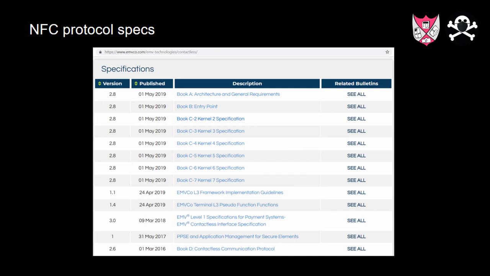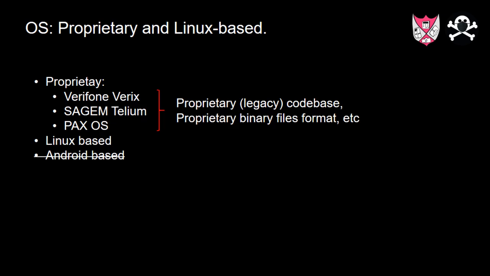And now it's time to discuss the software and firmware part of point of sale terminals. During our research, we faced two different kinds of operating systems. Part of them were completely proprietary, like Verifone Verix, Sagem Telium used by Ingenico, and PaxOS. They all have a legacy codebase, proprietary binary format, etc. Another part was Linux-based devices. Android devices in this case are out of our scope.